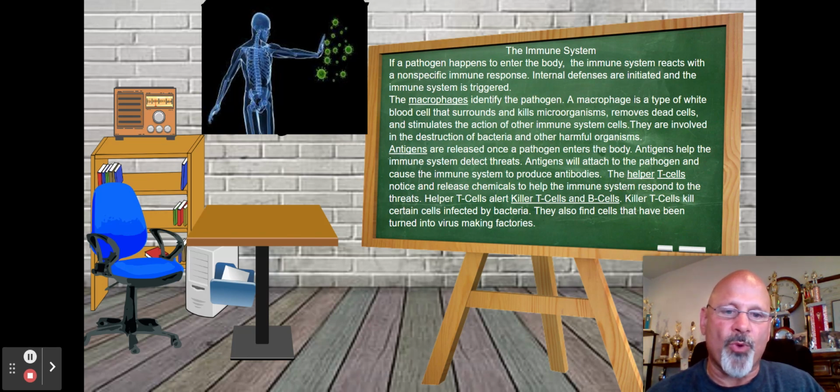Antigens are released once a pathogen enters the body. Antigens help the immune system detect threats. Antigens will attach to the pathogen and cause the immune system to produce antibodies. The helper T cells notice and release chemicals to help the immune system respond to threats. Helper T cells alert killer T cells and B cells.